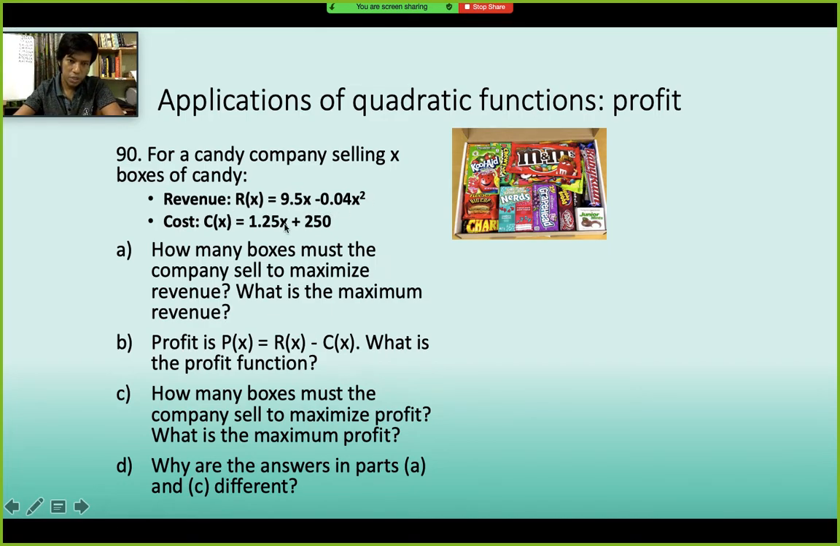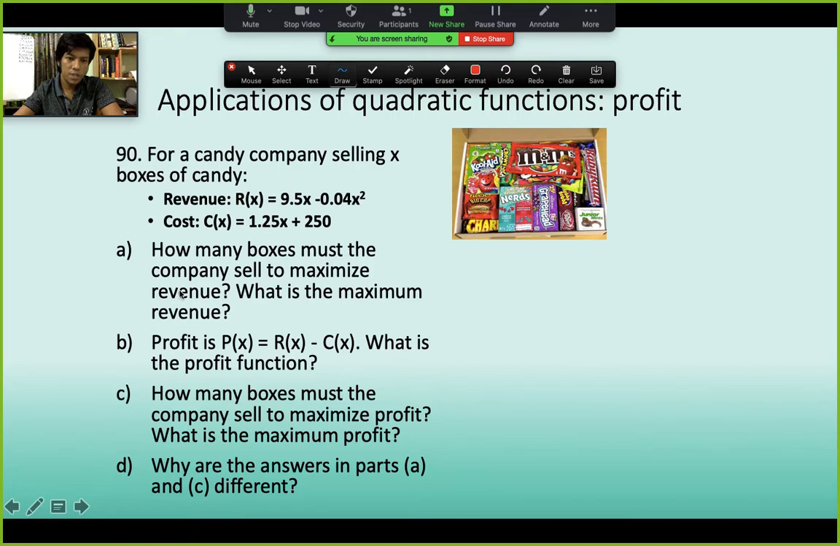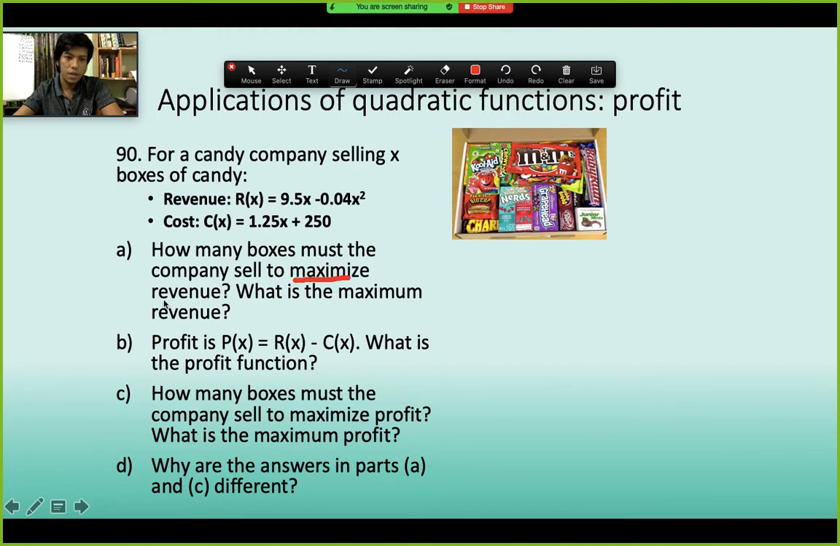So this is the revenue function, and this is the cost function for some candy. And the first question is, how many boxes must the company sell to maximize revenue, and what is the maximum revenue? So you see, verdicts, that means A. In the last page you have solved A and B. Here A and B are already here. The A number question is this one, the B number question is this one. So basically, the A and B questions are already in one question here. That's it, nothing else.